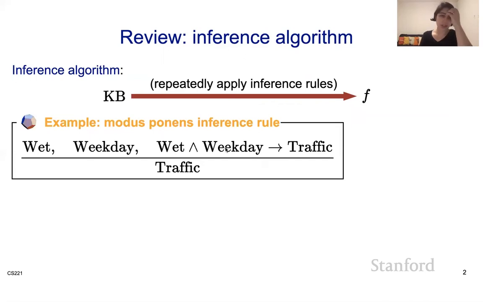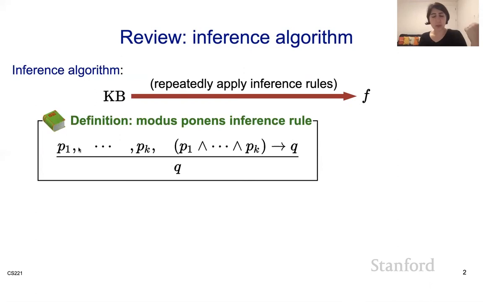So here's an example. Let's say I have wet and weekday implying traffic. From these three formulas in my premise, what can I conclude? What can I infer? We talked about modus ponens as an inference rule that allows us to infer traffic out of this. And then more generally, what does modus ponens do? Modus ponens thinks about having a set of propositional symbols, P1 through Pk, and then a formula that is P1 and so on through Pk implying Q. And then it basically says we can derive Q. That is what modus ponens does.